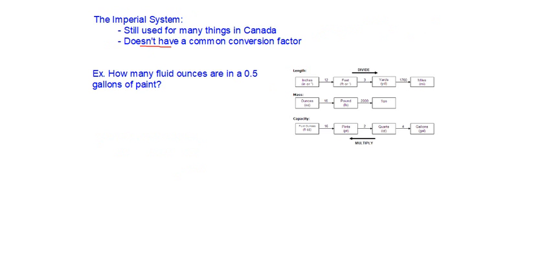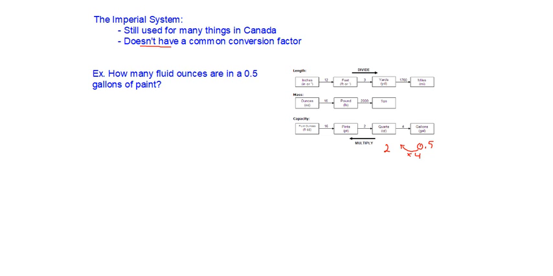Let's have a look at an example. So the question here is how many fluid ounces are in half a gallon of paint. So we're going to start here at the gallon, and we want to go to fluid ounces. So we know that we have 0.5 gallons. So to go from gallons to quarts, we would have to multiply by 4. So 0.5 times 4, this would tell us that we have 2 quarts.